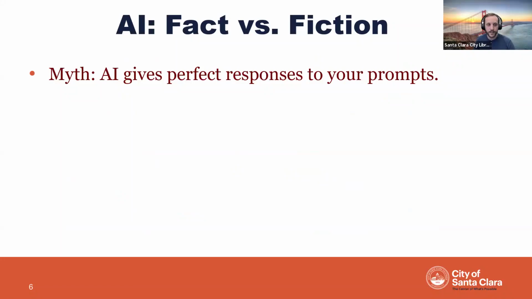So the next thing that I hear about a lot, and these are more on the level of myths than fears, is the myth that AI gives perfect responses to your prompts. So you ask AI a question, it gives you a perfect answer. It knows exactly what it's talking about, and you don't have to think too hard about it. And that's another thing it's easy to assume because these generative AI services present themselves as being very credible and very authoritative. They seem to know what they're talking about, but we're going to see that that's not necessarily the case.